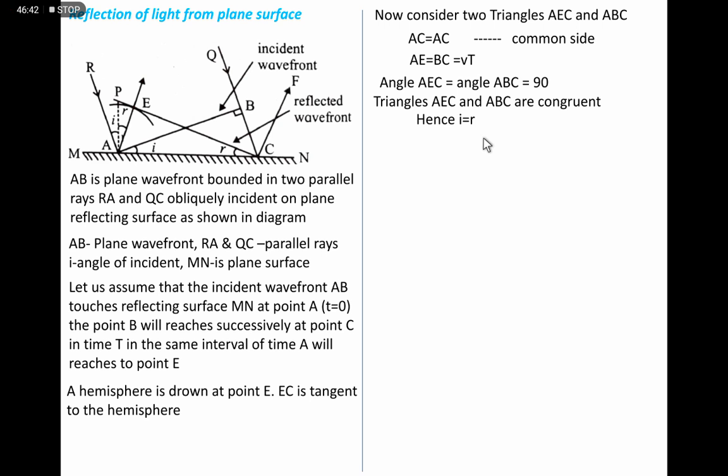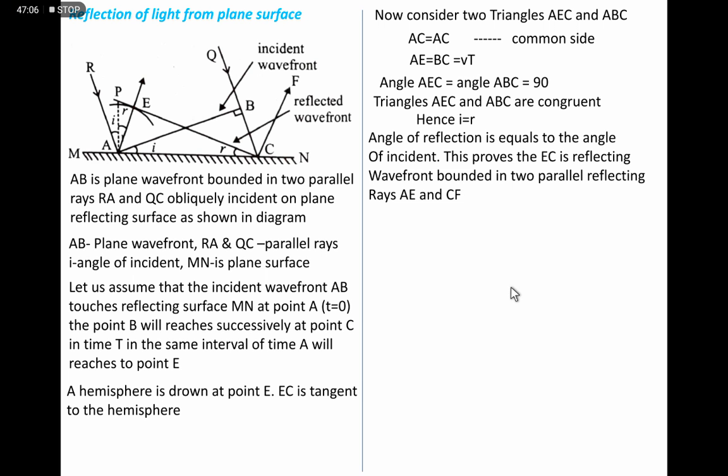So this proves the law of reflection. Therefore, EC is the reflected wavefront of AB, and it is bounded by the parallel rays, that is EA and FC. So this is the explanation of the reflection of the wavefront from a plane reflecting surface.